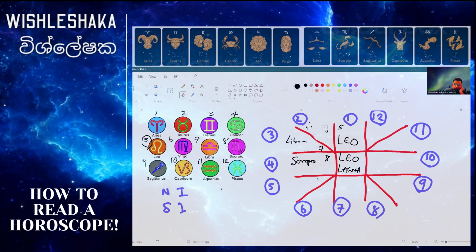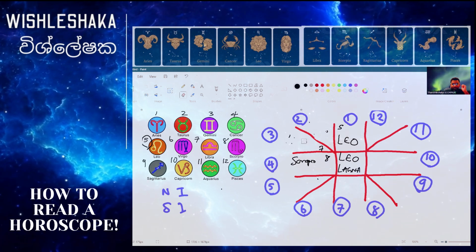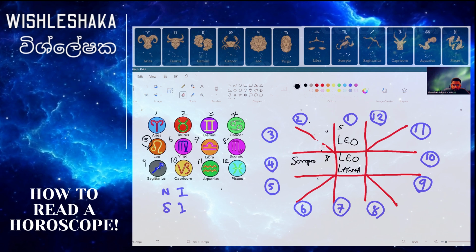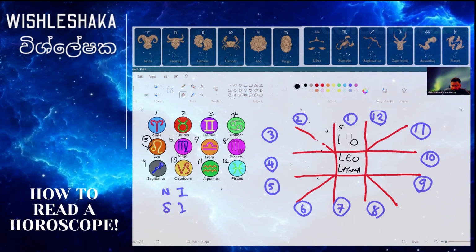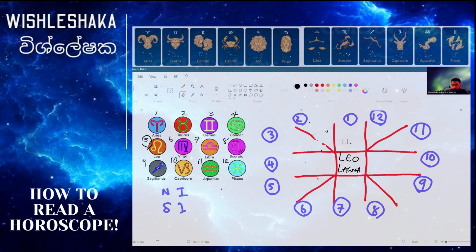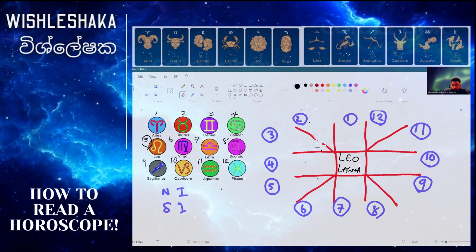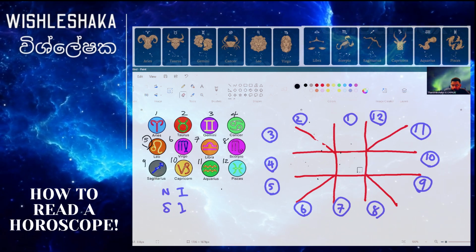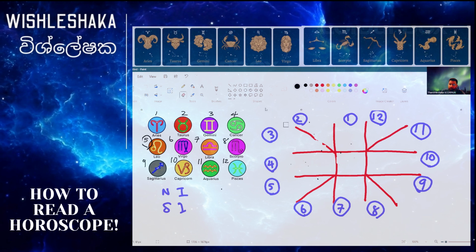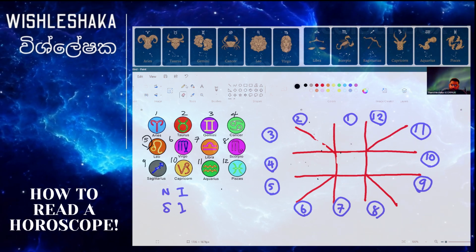I can't undo this. So this is how you read a horoscope. Sorry about the mess here because I can't undo this thing. That's fine. My point is, you should know how to read the horoscope. This is how we read the horoscope.